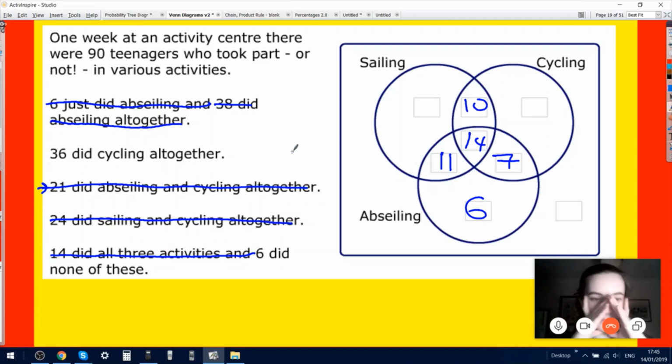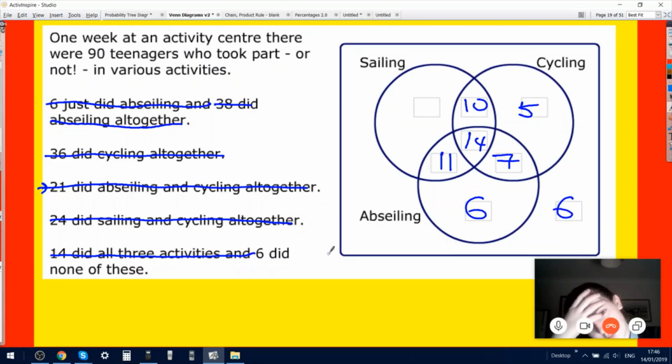And then cycling is 5. Mm-hmm. And then 90 minus 58. We've got two unknowns. Wait. Minus 52. Yeah, and what is on the outside? 6. Yes. So 90 minus 52 is 28, is it?